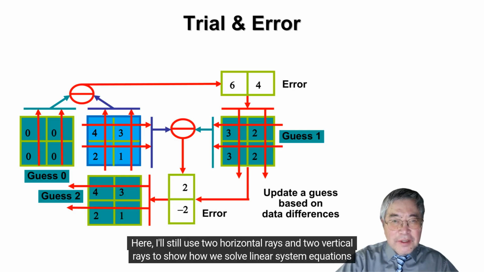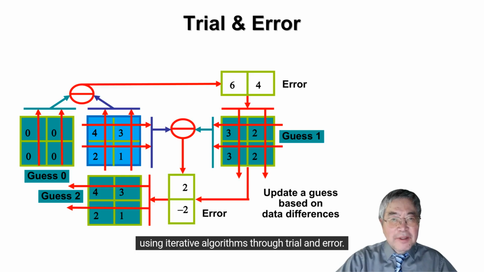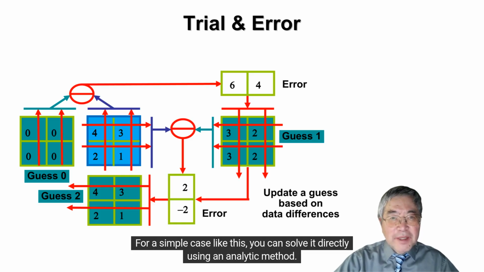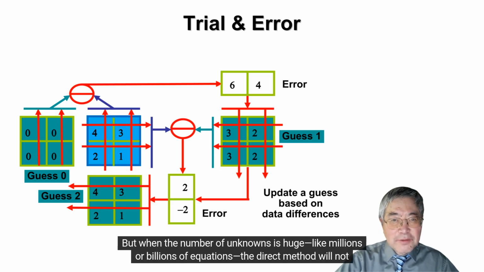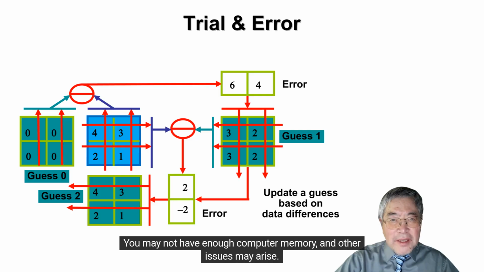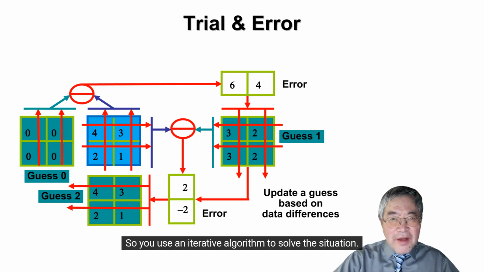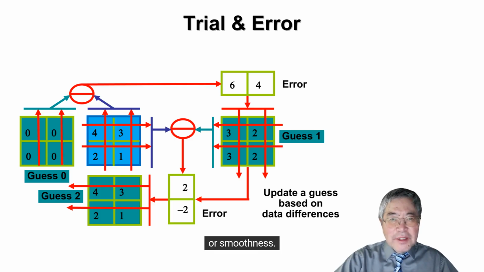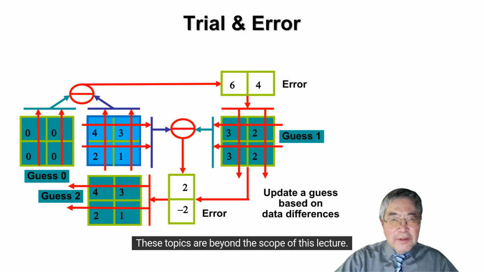Here I'll still use 2 horizontal rays and 2 vertical rays to show how we solve linear system equations using iterative algorithms through trial and error. Why explain an iterative algorithm? For a simple case like this, you can solve it directly using an analytic method. But when the number of unknowns is huge, like millions or billions of equations, the direct method will not work efficiently. You may not have enough computer memory and other issues may arise. So you use an iterative algorithm to solve the situation. Also, the iterative algorithm I'm about to explain lets you impose prior knowledge like non-negativity or smoothness. These topics are beyond the scope of this lecture.